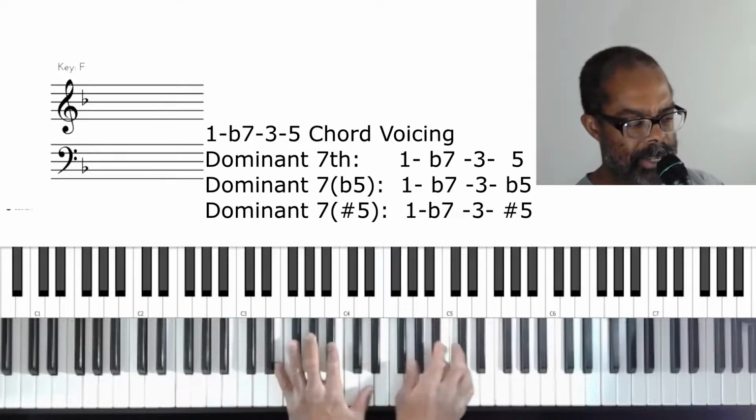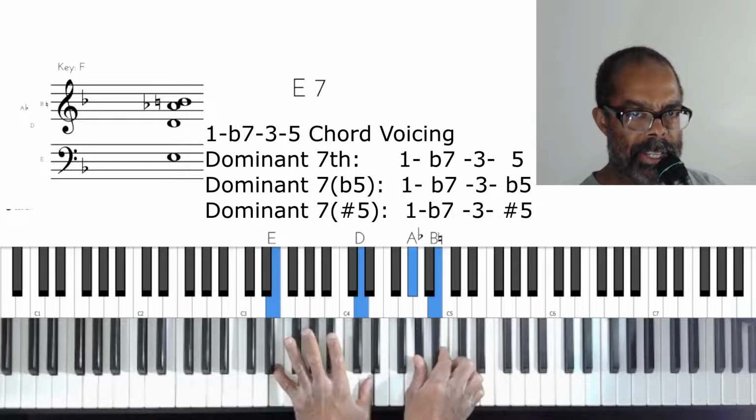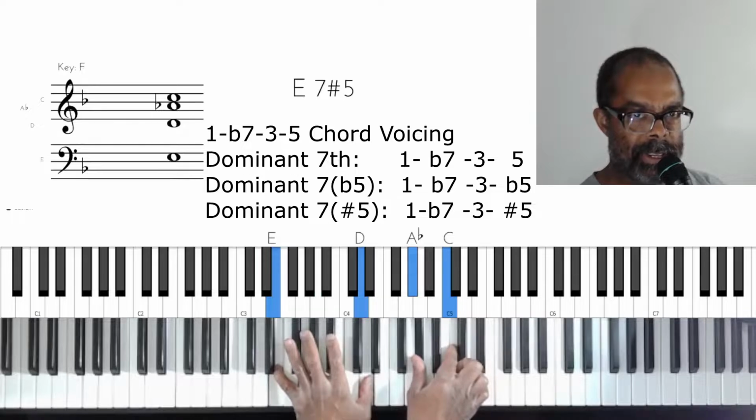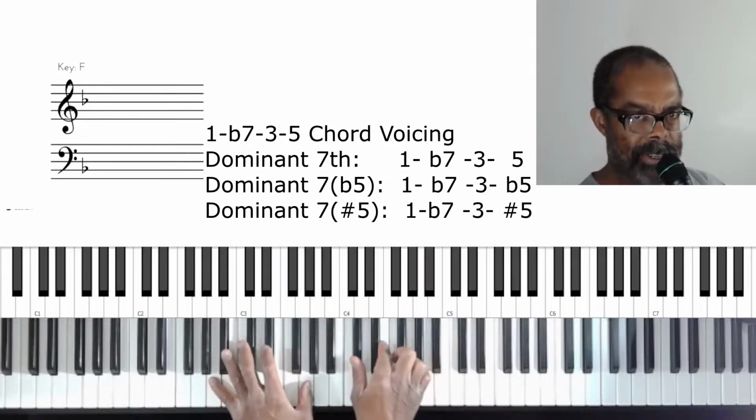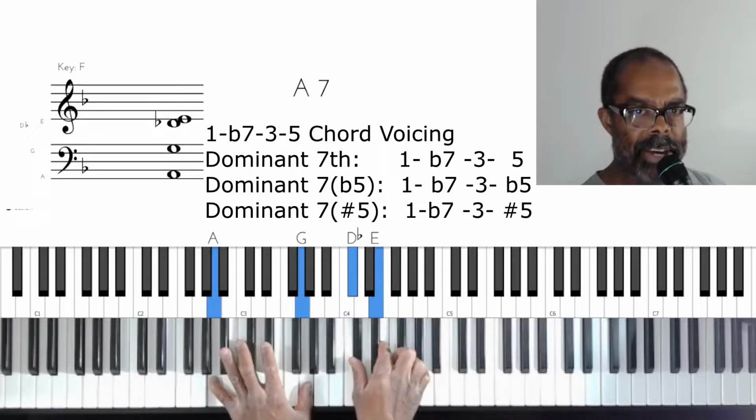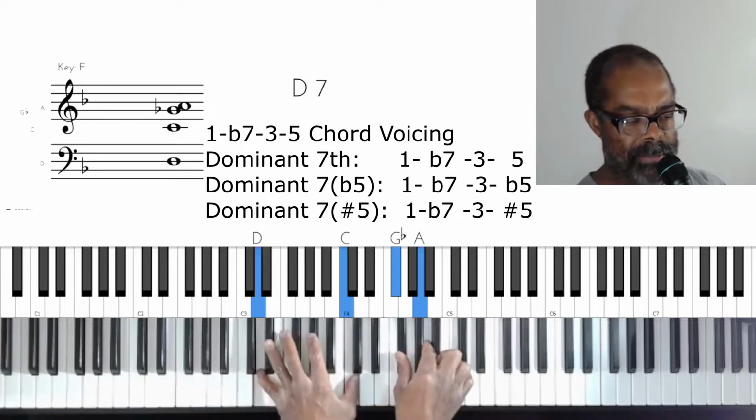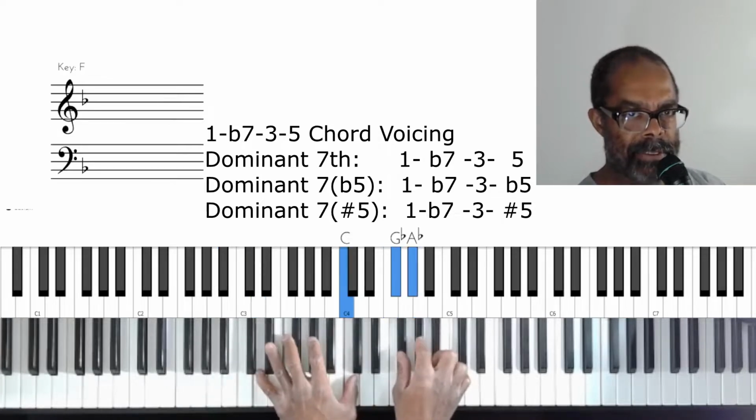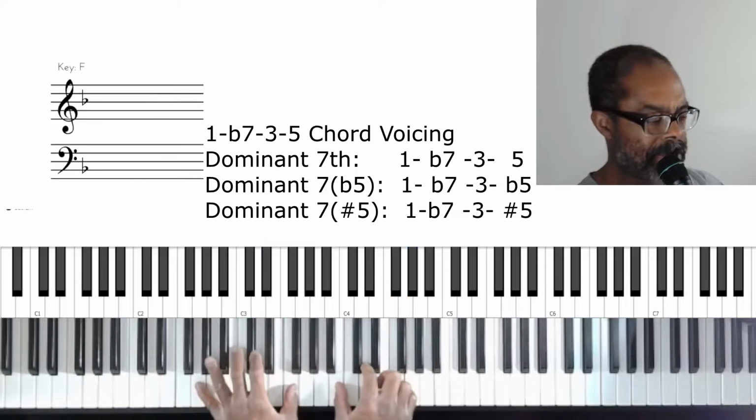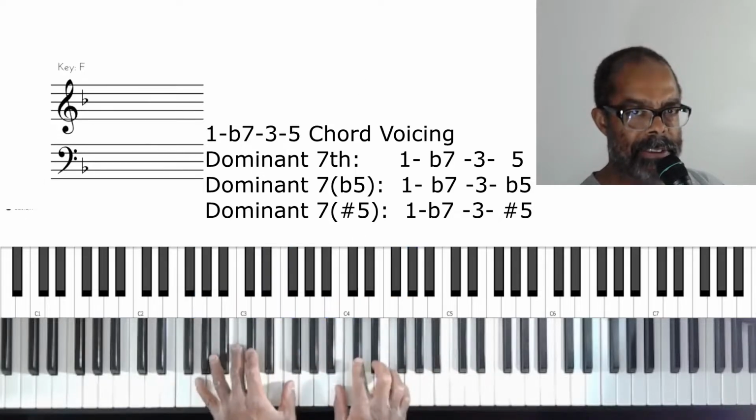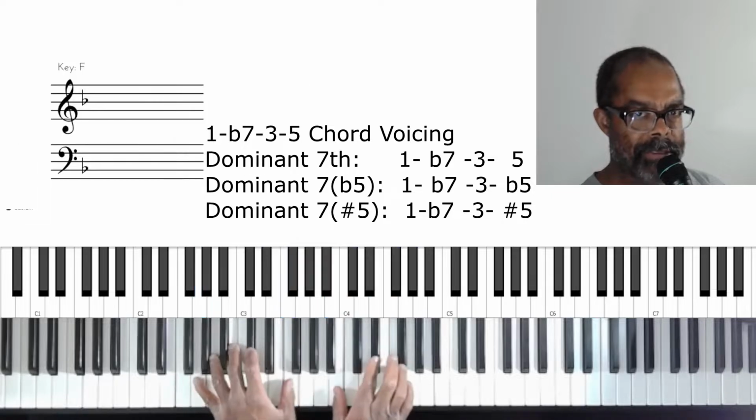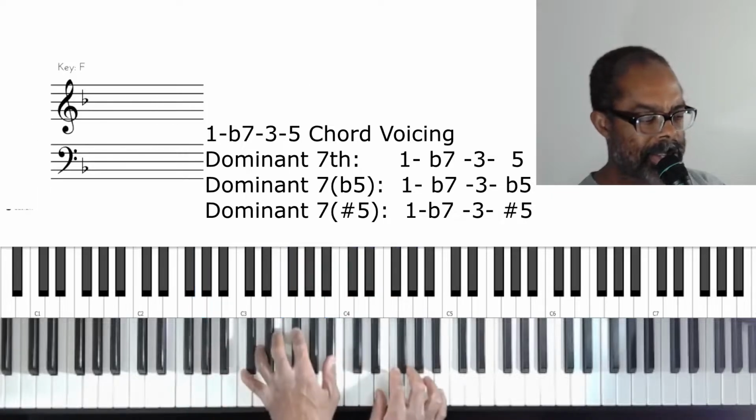Okay, then we have E. So E7, E7 flat 5, E7 sharp 5. Then we have A7, A7 flat 5, A7 sharp 5. Next up we have D7, D7 flat 5, D7 sharp 5. We have G7, G7 flat 5, G7 sharp 5. And after that, we're back at C.